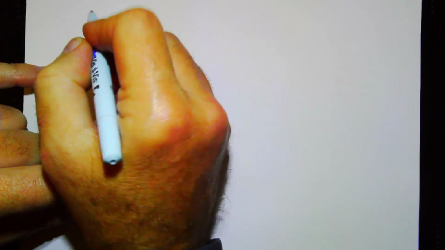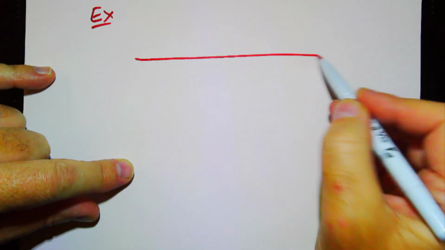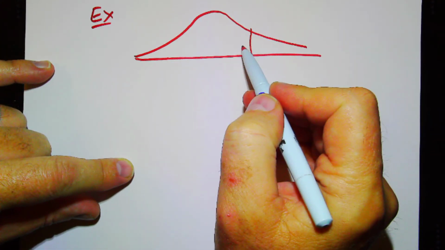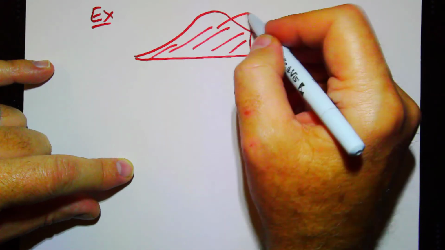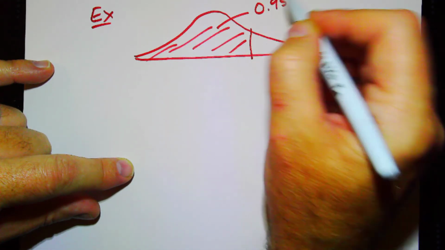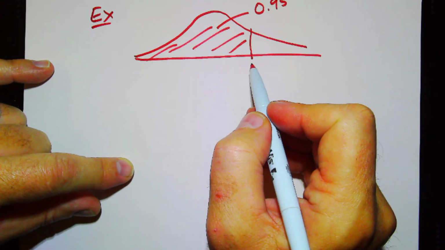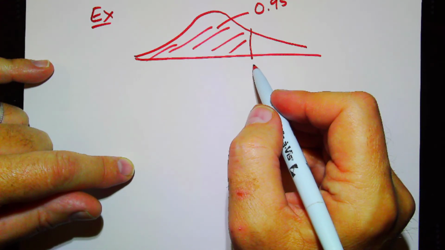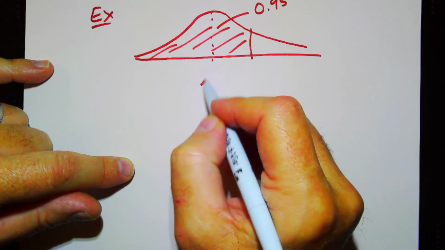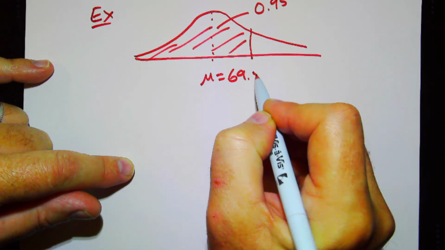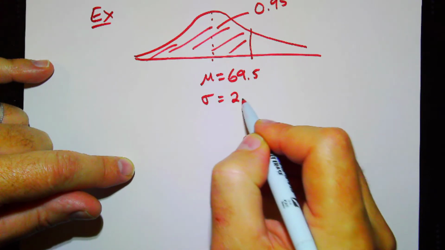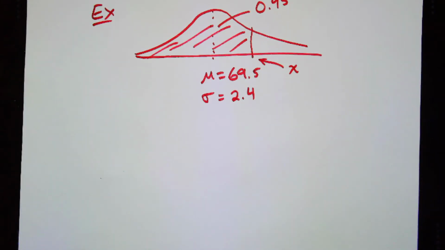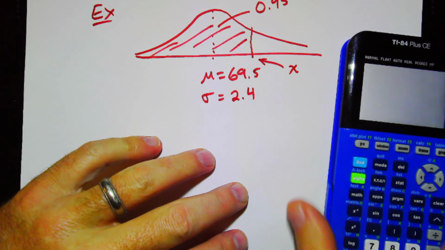On our next example, we'll use an inverse normal probability again. We're trying to find some value where 0.95, 95% of the area lies to the left of some z-score. We know the z-score is 1.645, but in this case I'm going to assume that the mean is 69.5 and the standard deviation is 2.4. What is the x value in this case? Not the z-score, since I'm not using those.